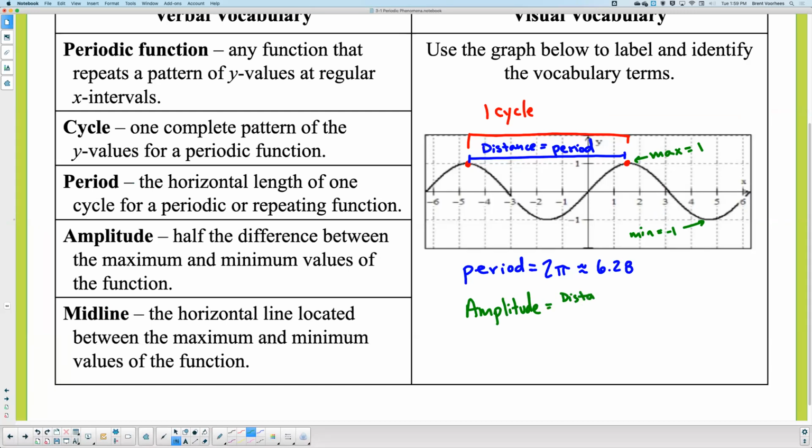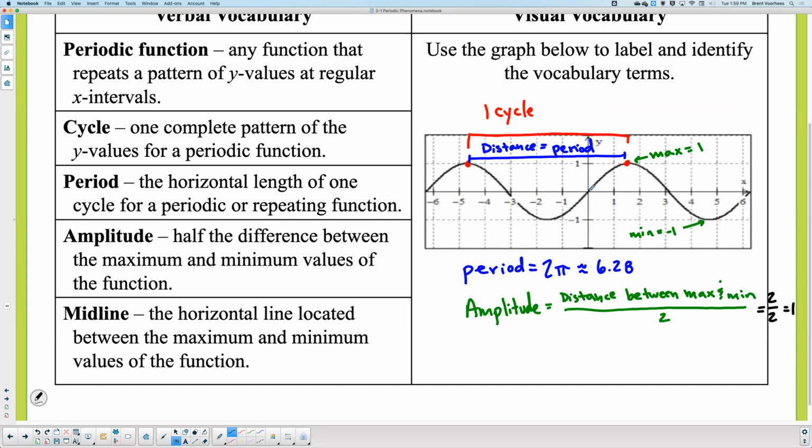Yeah, let's write this down. Distance between max and min, and you divide that by 2. You cut it in half. So these are 2 units apart. And so what's 2 divided by 2? 2 divided by 2 is 1. The amplitude on this graph is 1.